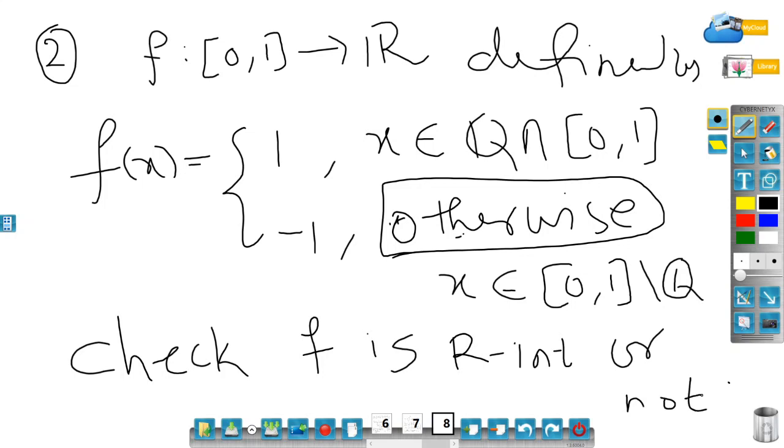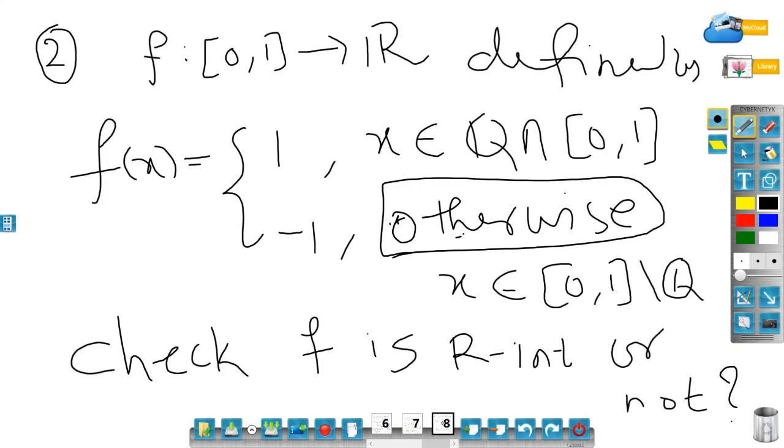This function is going to be one of the very important examples in future too. This function is also called a Dirichlet function. Let me repeat, this function is also called a Dirichlet function. So I need to check whether this function is R integrable or not. So if you want to plot this, it is very difficult to find all the rationals between 0 to 1.